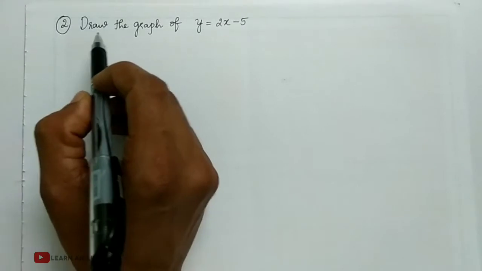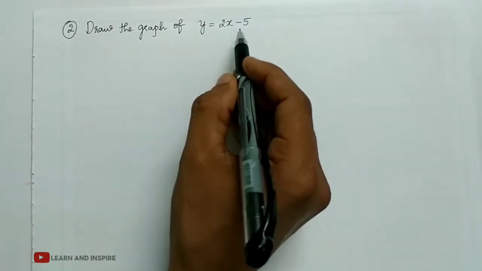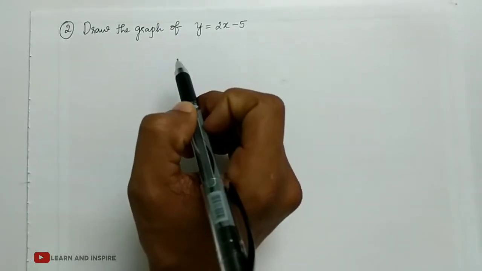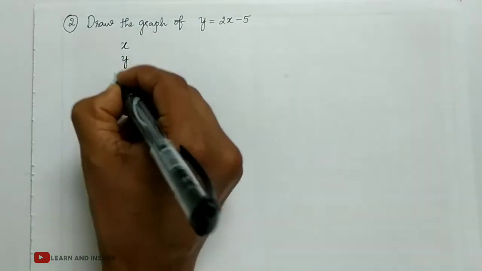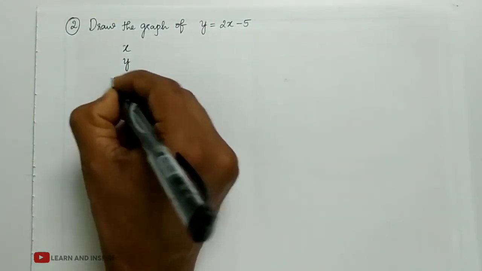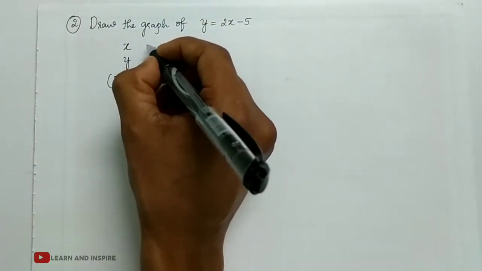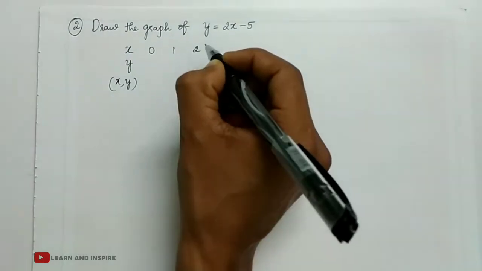So here is the second one. Draw the graph of y equals 2x minus 5. First we need to take the values of x, and from that we can find the values of y. So I take x, y, and the coordinates x comma y. So what are the values to be taken as x? I take 0, 1, 2.